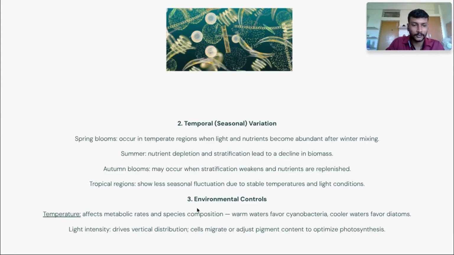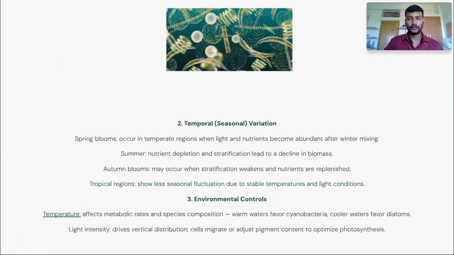Next, we have environmental controls. Temperature directly affects the metabolic rates of microorganisms. As we know, different microorganisms have different temperature ranges in which they can grow optimally. As such, the temperature variations in different regions will affect which types of phytoplankton are able to grow. Next, we have light intensity.